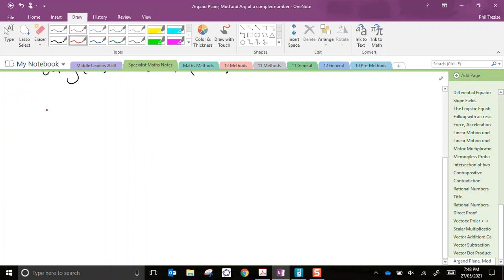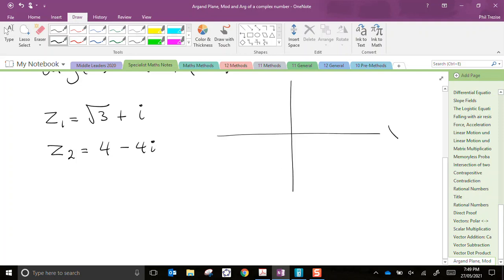Now, I'll just show you a quick example. Let's have a complex number z1, which is root 3 plus i. We have another complex number, z2, which is 4 minus 4i. And the question that I have for you is, find the angle between the two vectors representing these complex numbers. The first step is to do a sketch.